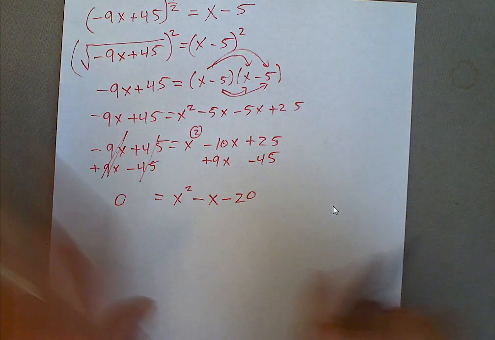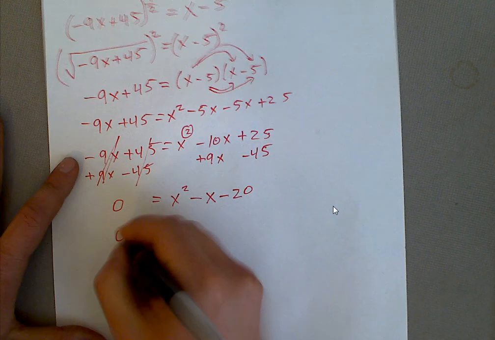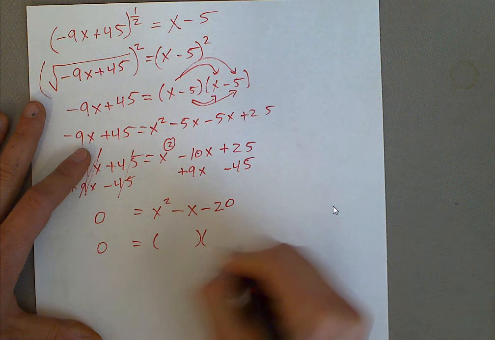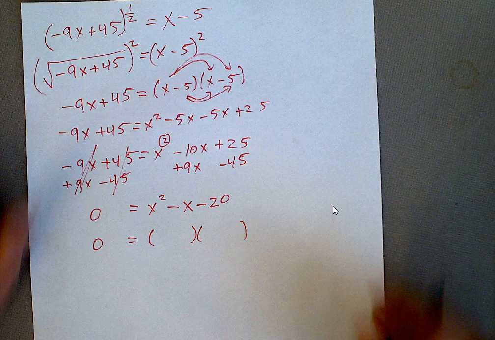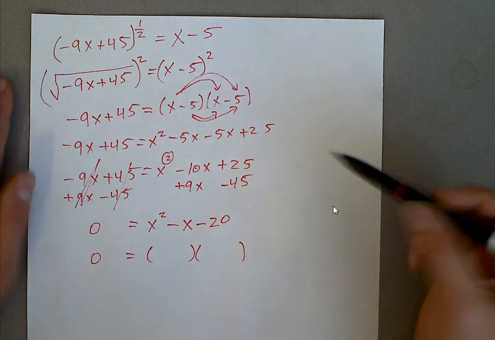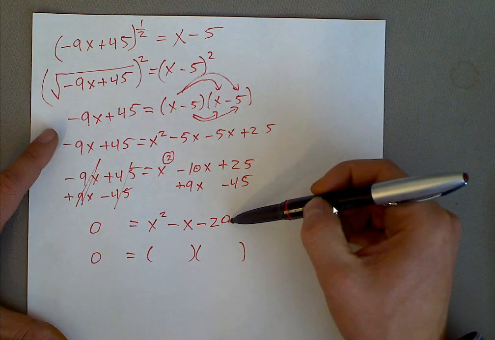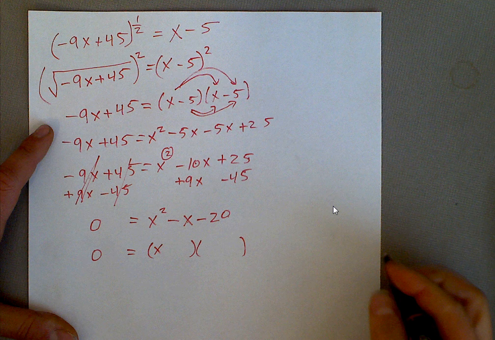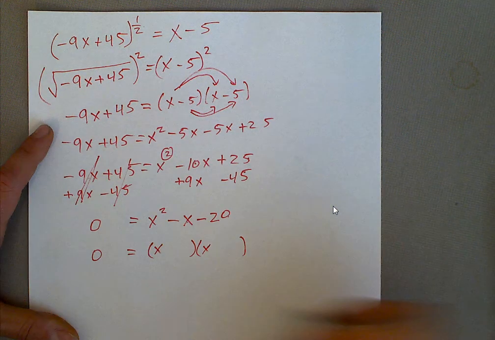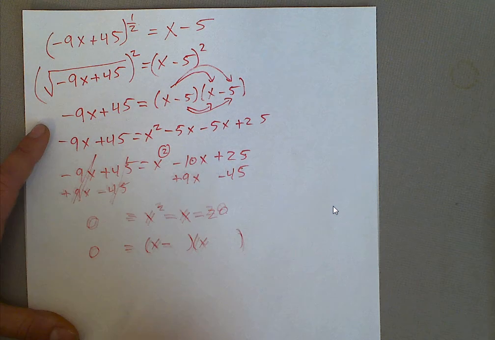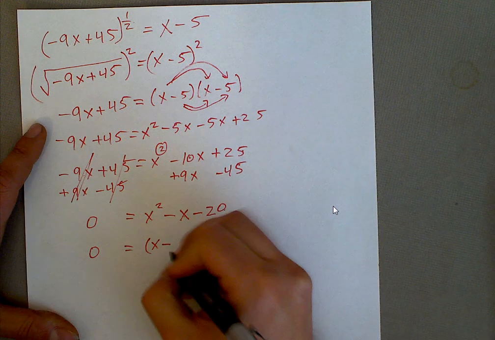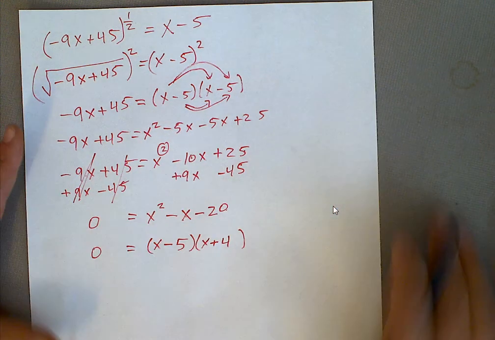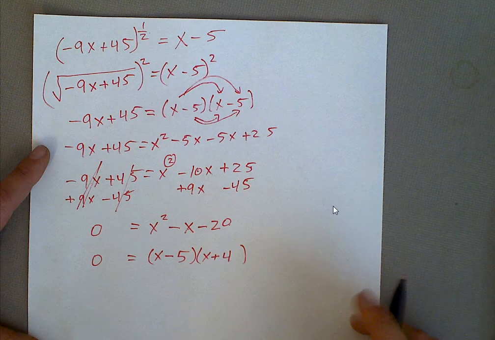So now we can try to factor this trinomial into two nice binomials. What's going to multiply to give you negative 20 and add to give you negative 1? You can come up with positive 4 and negative 5 as the numbers that would factor.